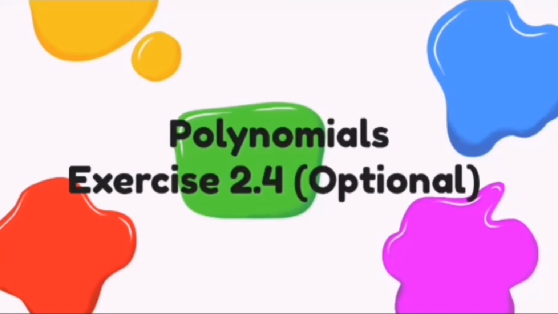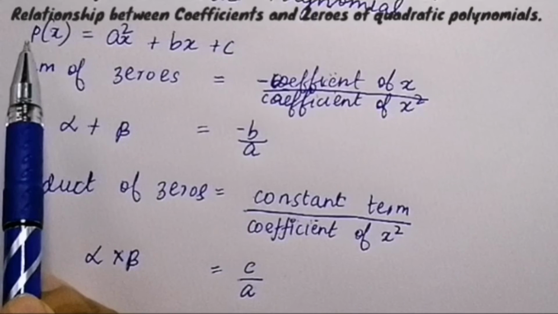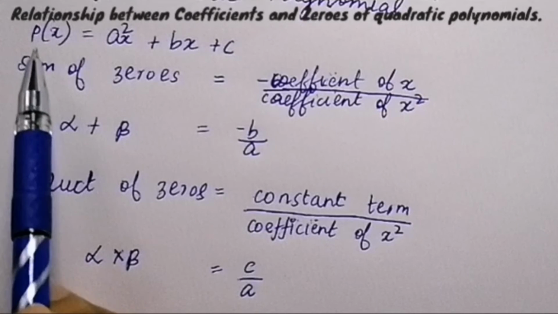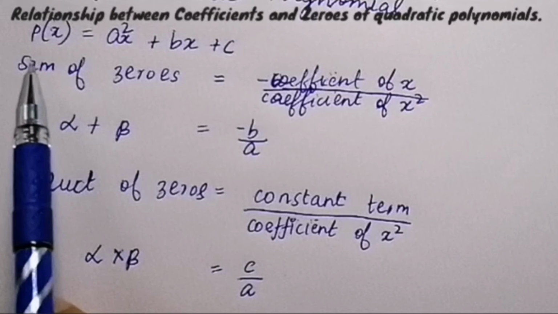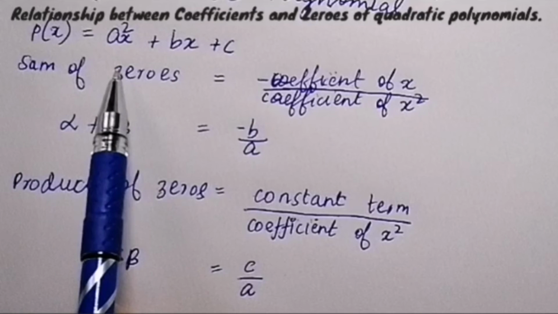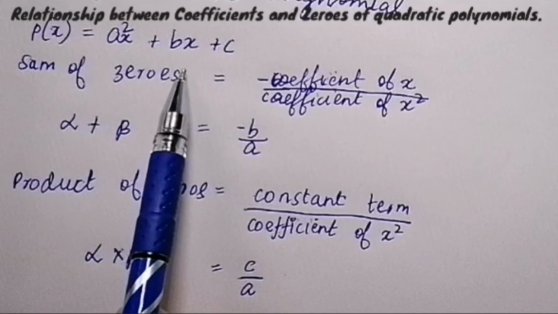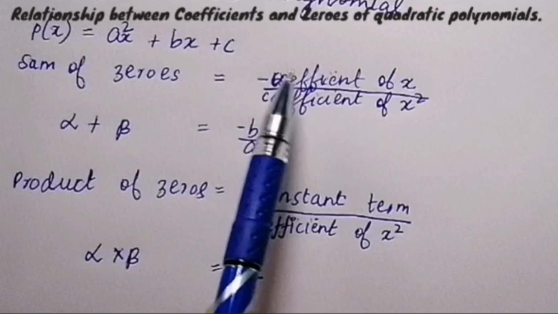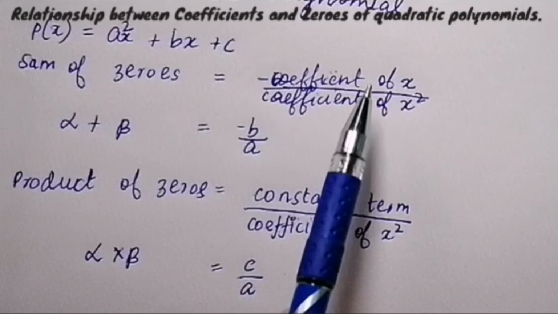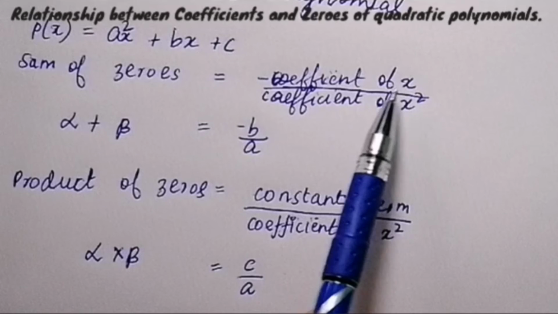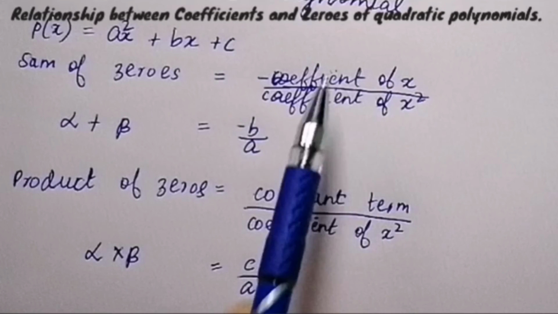Today we will be looking into the optional section of the chapter Polynomials. So, into the basics. In a quadratic polynomial p of x, we are looking into the relationship between coefficients and zeros. The sum of zeros of a quadratic polynomial is equal to minus the coefficient of x by the coefficient of x square, that is, alpha plus beta, where the zeros can be taken as alpha and beta.